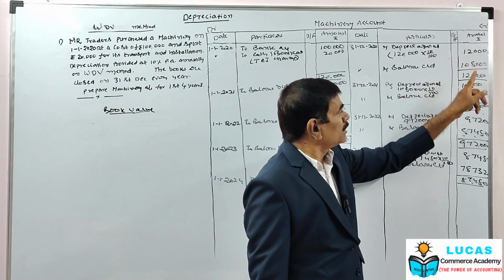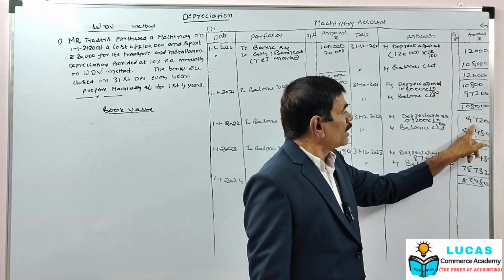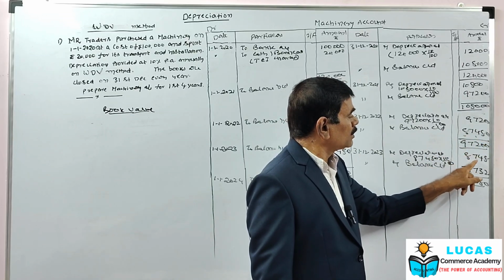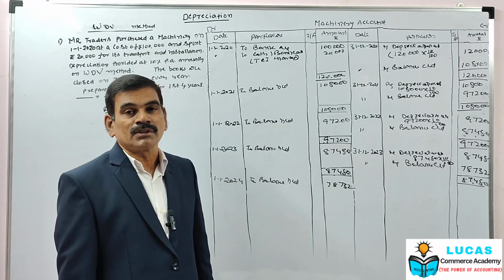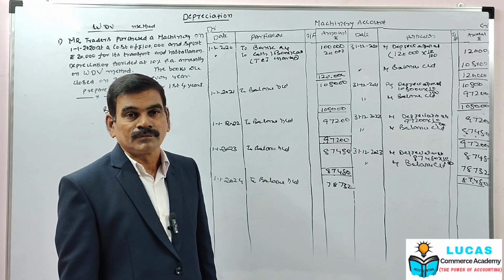First year depreciation 12,000, second year 10,800, third year 9,720, fourth year 8,748. But in the case of the fixed installment method, the amount of depreciation is constant or fixed. Okay, got it.